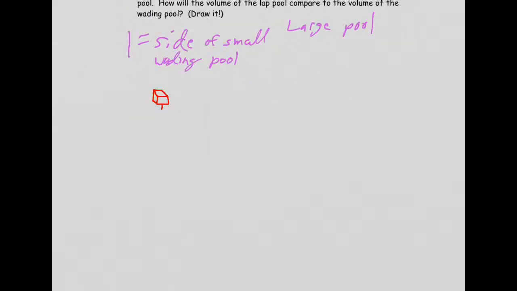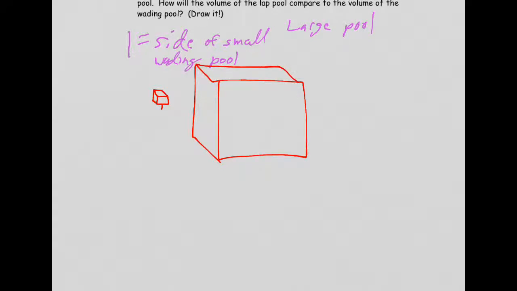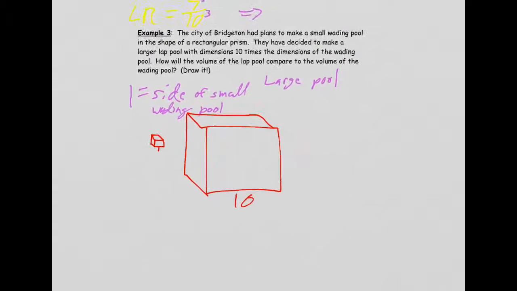So, let's put it over here. Here's my little pool. And this side is 1. And here's my big pool. And this side is 10. Right? Well, what's the ratio of lengths? 1 to 10. How did I get that?